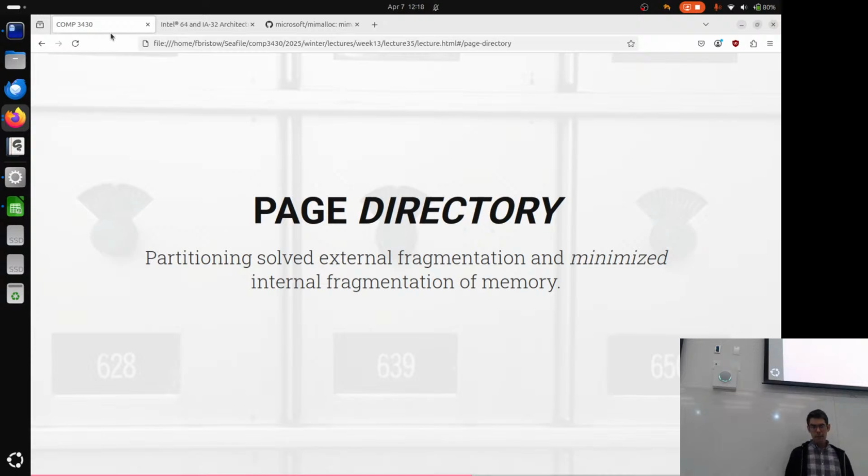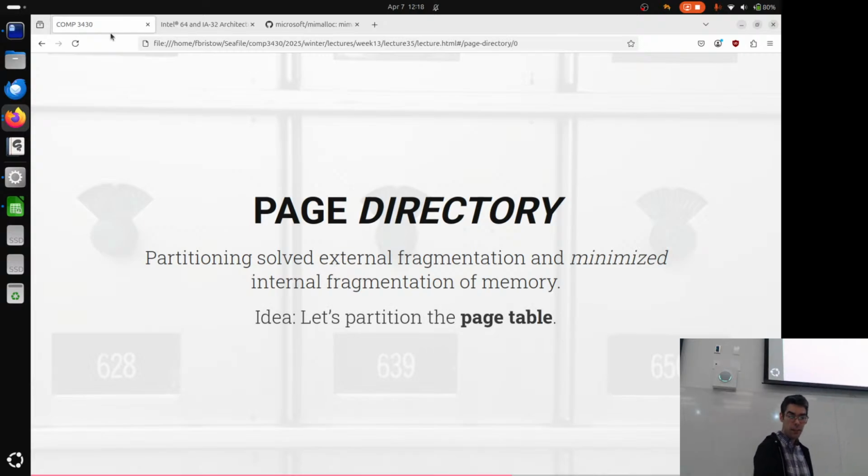Partitioning memory solved external fragmentation. We did accomplish that. We no longer have to look for free spaces by doing linear searches. We just use our bitmap and find a bit that says this is free. And it minimized internal fragmentation of the virtual memory that we were actually allocating. So the idea with a page directory is, if we could partition memory and solve these problems, then let's partition our page table. Let's apply this idea recursively. Let's take our page table itself and partition that, and only allocate as much of it as we're actually going to use in this process.